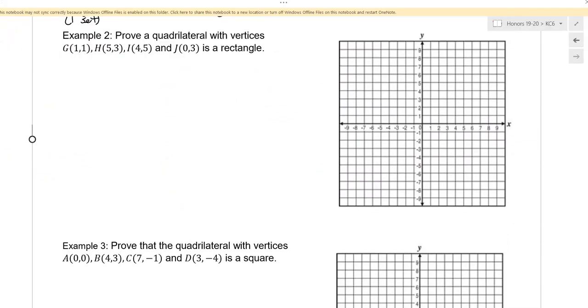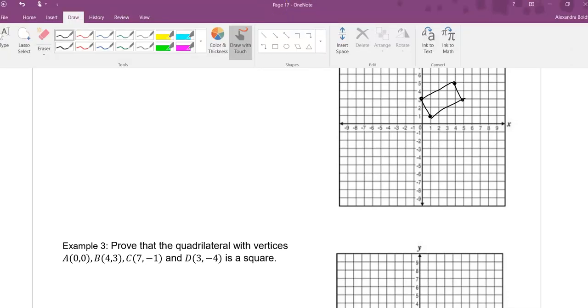Example 2. Prove this quadrilateral is a rectangle. So we have (1, 1), (5, 3), (4, 5), and (0, 3). Looks rectangular, but we do have to prove it. So, again, we still have to prove it's a parallelogram first, and we have to choose which method we want to use.